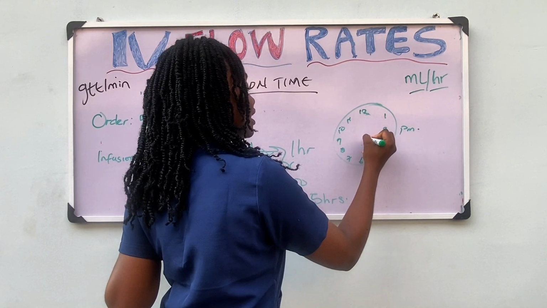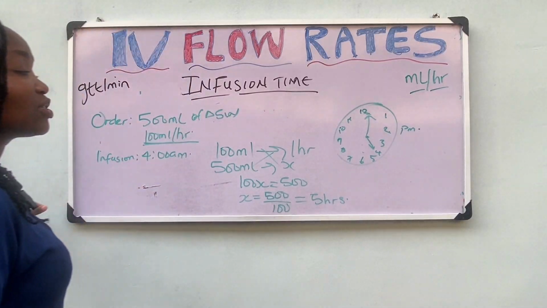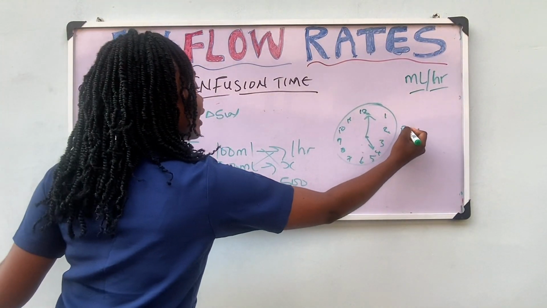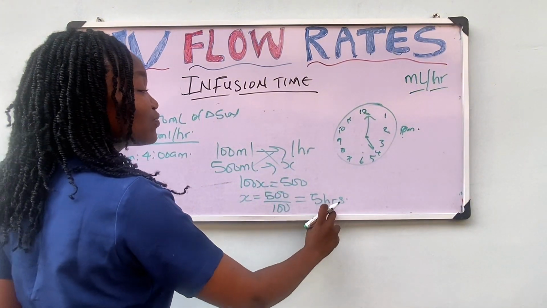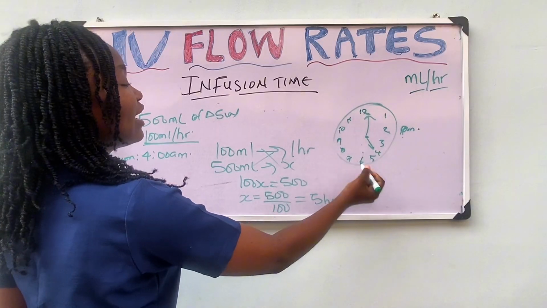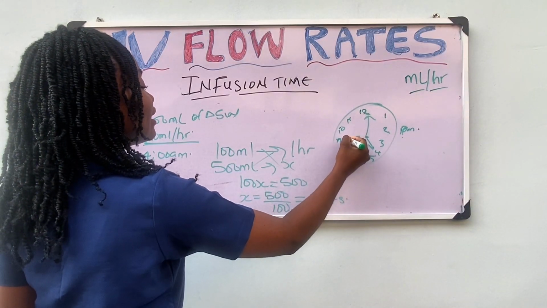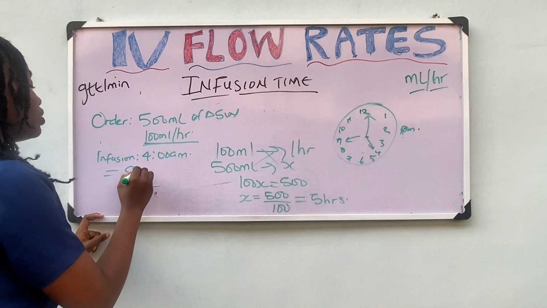Now, we already said that the infusion started at 4 a.m. It means that the short hand was at 4 and the long hand was at 12. So if the infusion started at 4 a.m., the next step is to add 5 hours to 4 a.m. Adding 5 hours, we have 1, 2, 3, 4, 5, and that gives us 9 a.m.